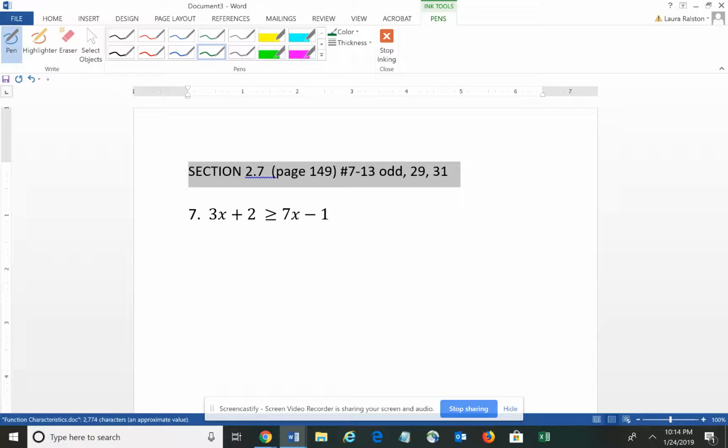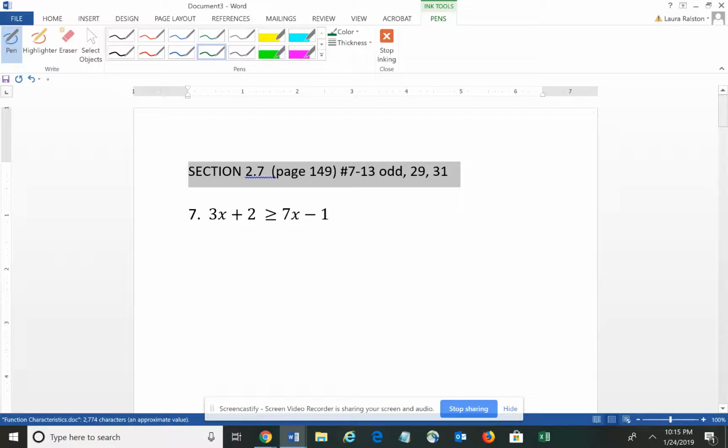Some of you expressed difficulty with solving linear inequalities, which is section 2.7, embedded within lesson 4. So I'm going to work through the homework problems from the textbook, which is on page 149. You were assigned questions 7 through 13 odd and number 29 and 31. So we'll begin with number 7, which is 3x plus 2 greater than or equal to 7x minus 1.